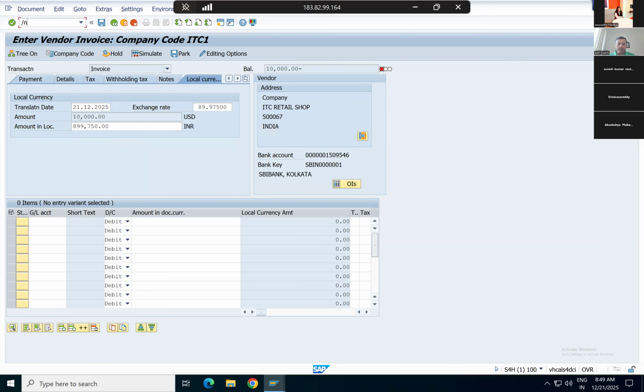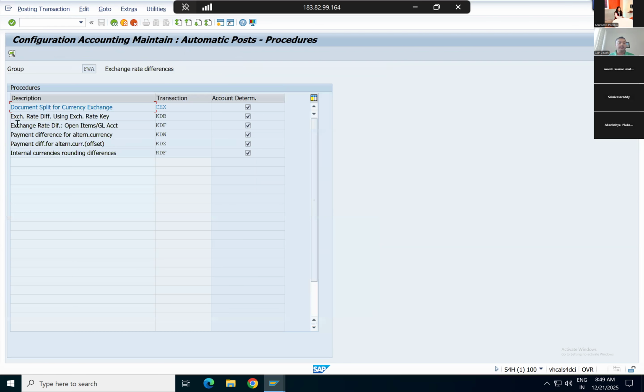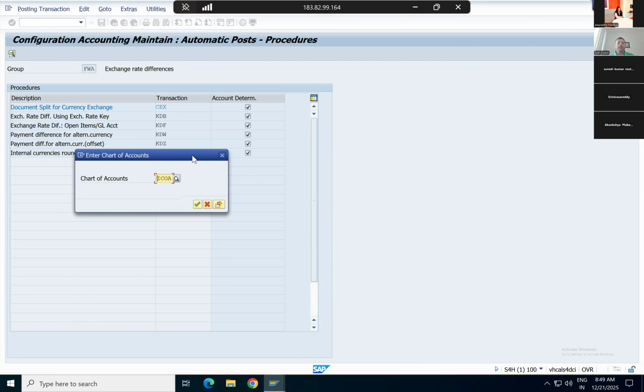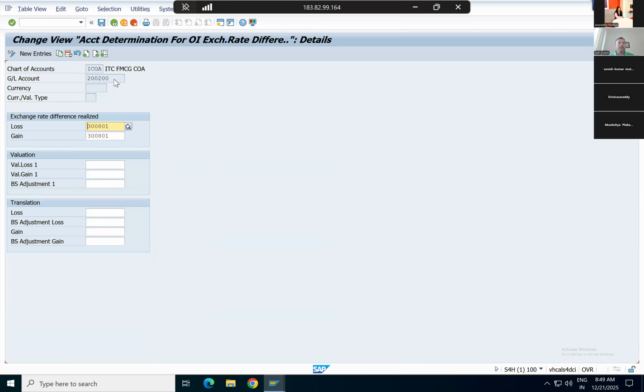Now coming to OBA1, we discussed OBA1 in the beginning. OBA1 will use this exchange rate difference open item GL account. If I double click this, this setting has to be done at a chart of account level. So I'll go here, chart of account. You can see at which GL account I want to maintain for doing the automatic revaluation. So this is the GL account, for example.